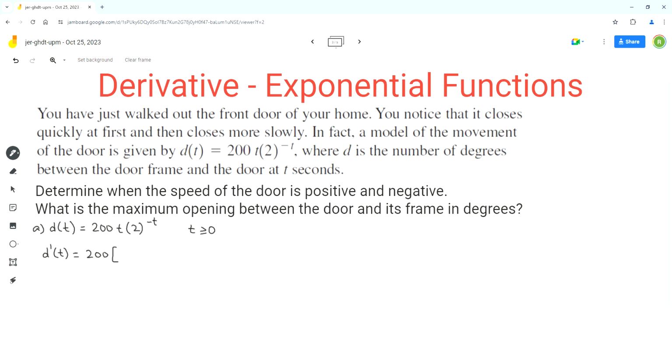As per the product rule, we start with the derivative of the first function, and the derivative of t is 1, times the second function, plus the first function times the derivative of the second function. The derivative of this exponential function is the exponential term itself times the ln of the base, and the base is 2, times the derivative of the exponent, and the exponent is negative t, so its derivative is negative 1.